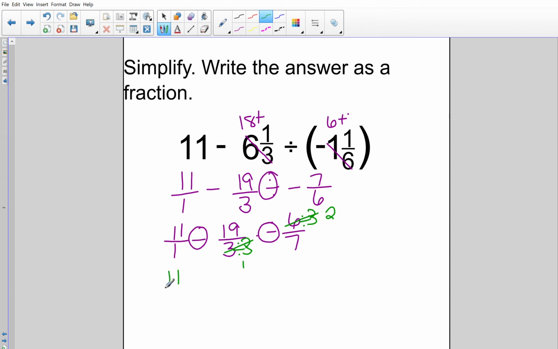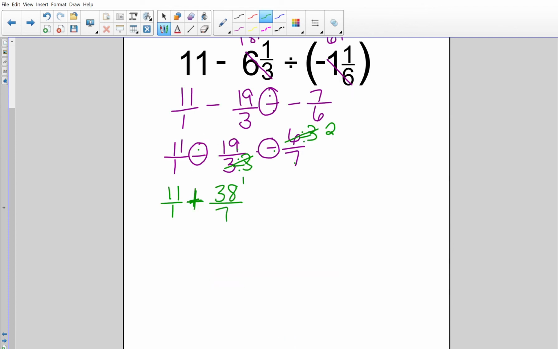So I have 11 over 1, and then this is going to become plus, right? Because negative times a negative is a positive. I've got 19 times 2, and 19 times 2 is going to give me 38. And then I've got 1 times 7, which is 7. Now, the problem is that I'm down to addition or subtraction, so I need a common denominator if I'm going to do this by hand.